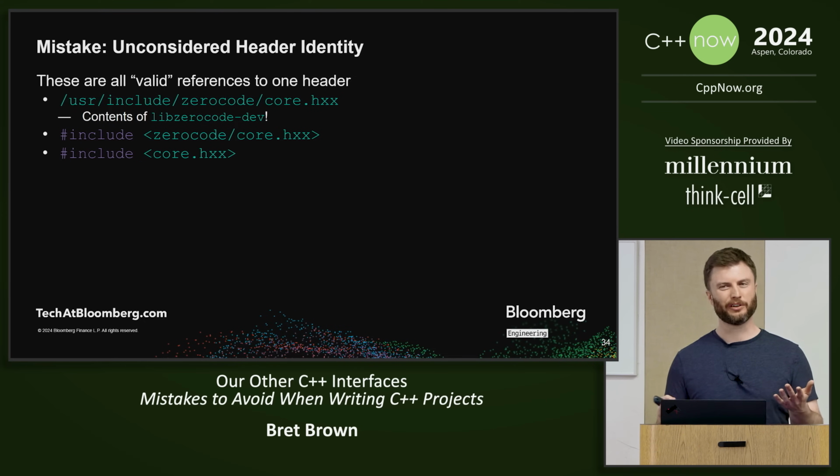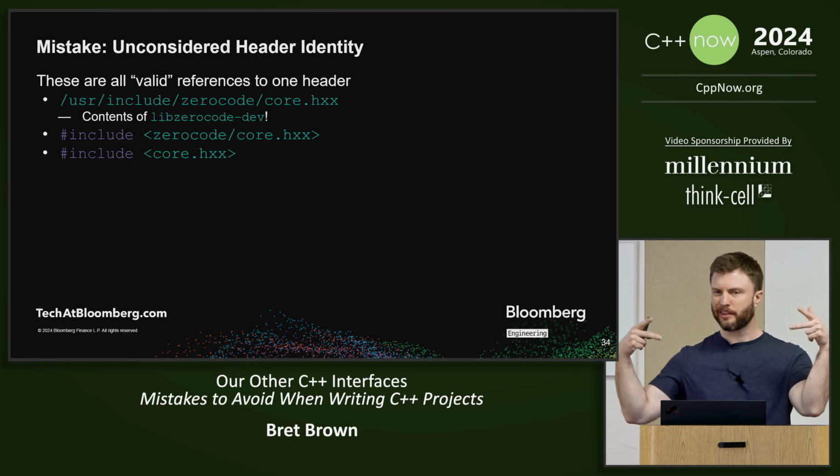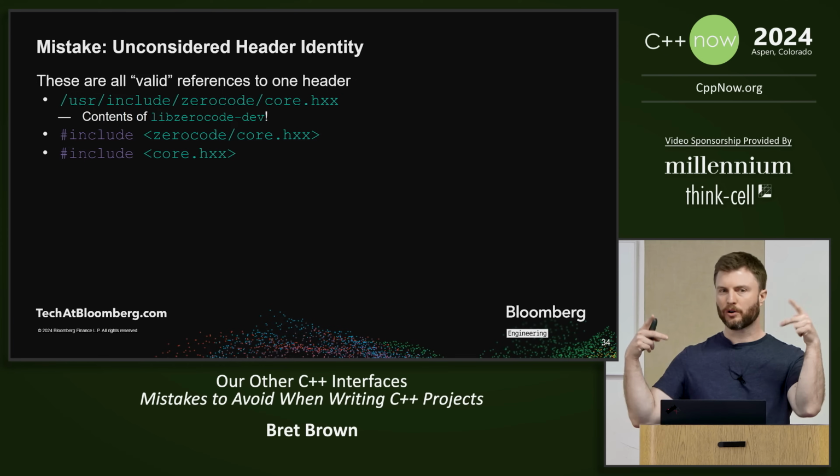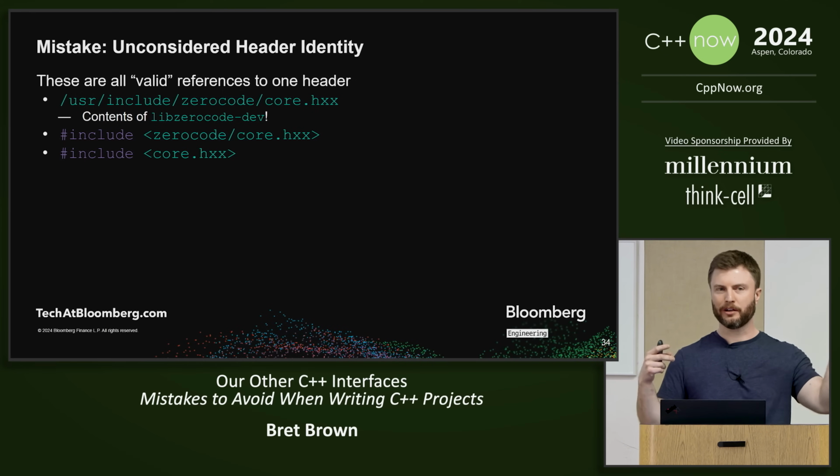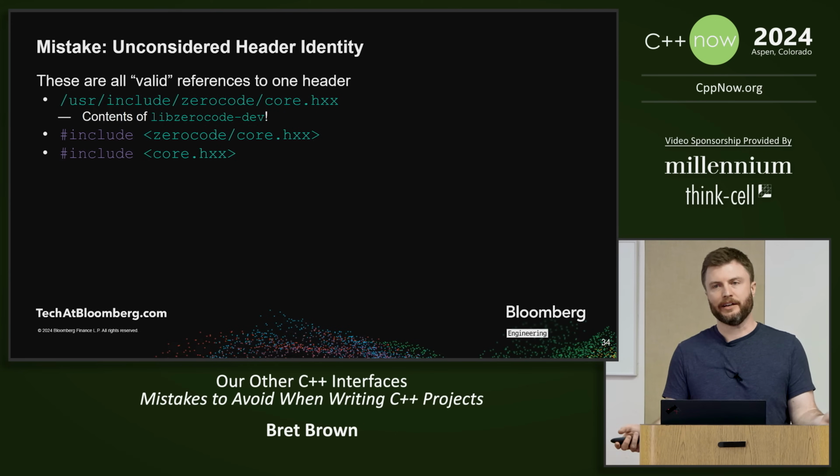This is interesting. I'm not sure there's a pithy phrase in this ISO standard about what this thing is. I'm talking about the thing between the angle brackets or the quotes sometimes. You do a pound include in a thing, that thing. So I'm calling it the header identity because it is an identity. That thing needs to be unique.